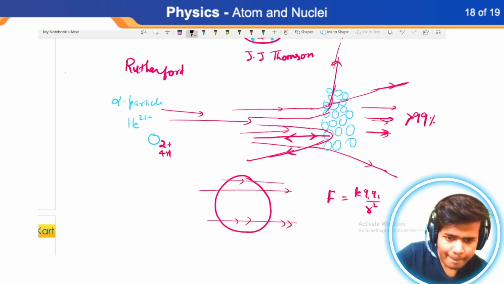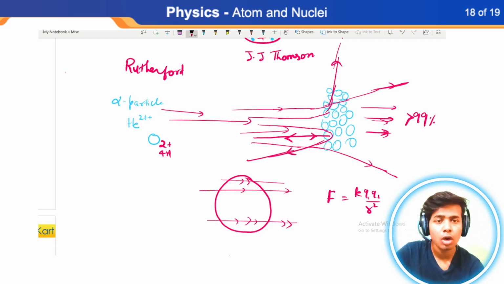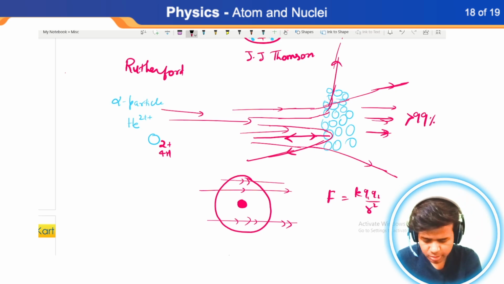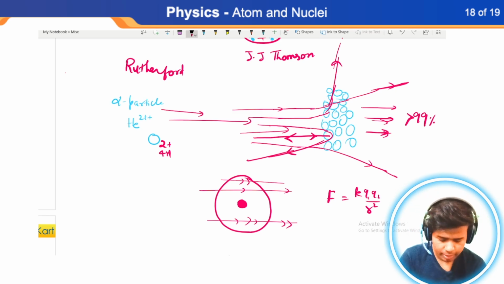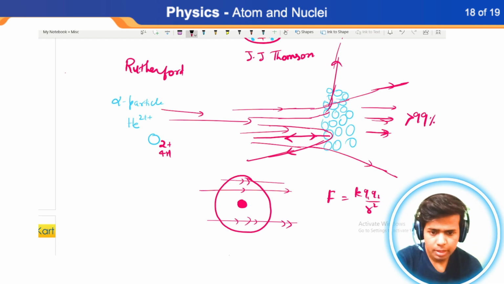So what he said was, probably most of the space inside the atom is empty, and the positive charge is concentrated over a very small volume of the atom. So the first observation was, most of the atom is empty. It's like a giant sphere. At the very center, there is a small dot of mass, and the whole sphere is hollow, empty.